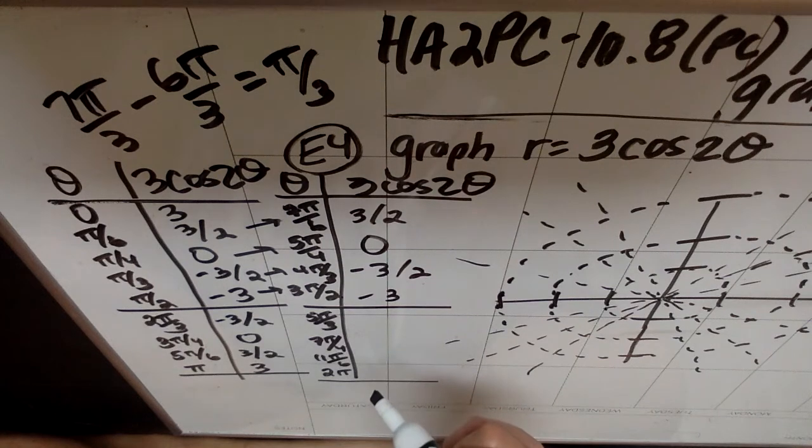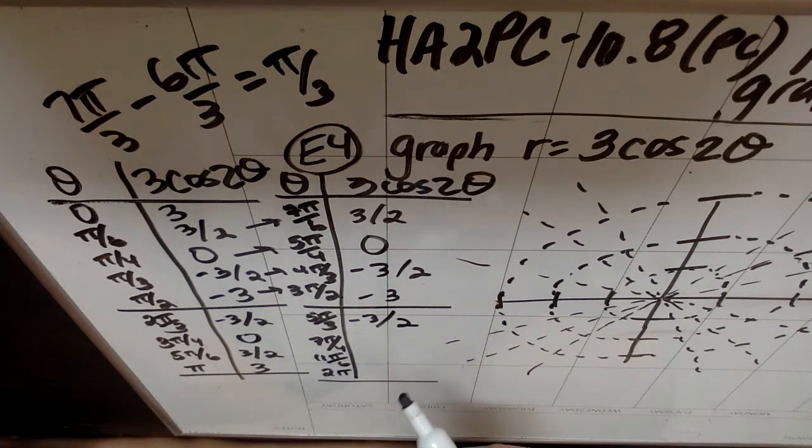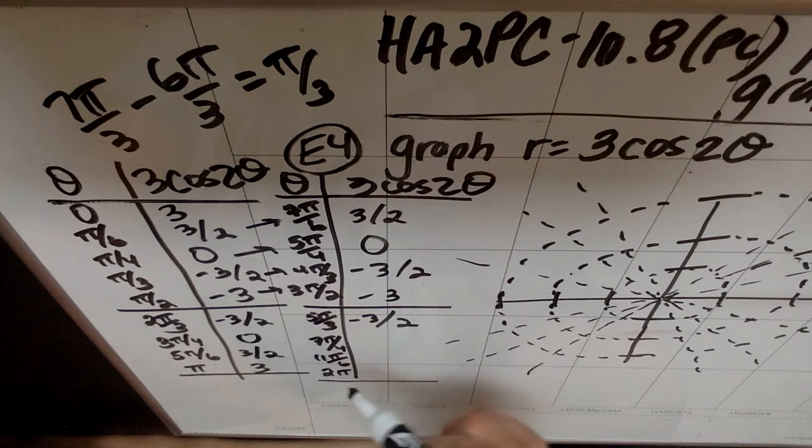And by the same token, this would be 10 pi over 3, and 10 pi over 3 is definitely the same as 4 pi over 3, right? So that's going to be the same values, right? So we're going to end up getting the same spots, right? Cool.